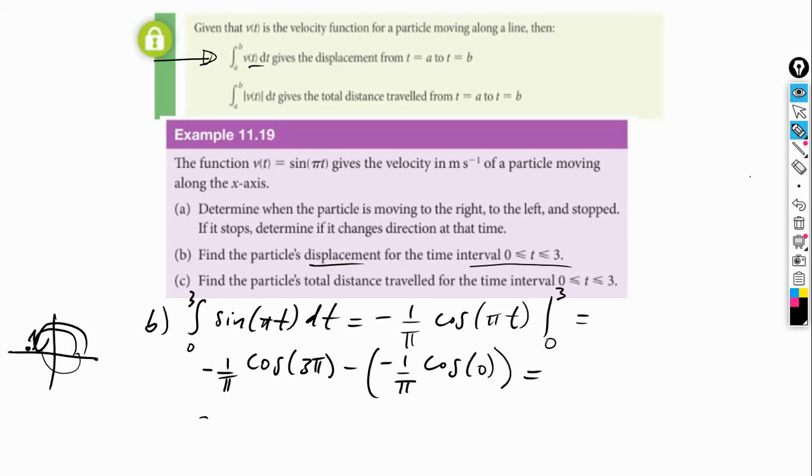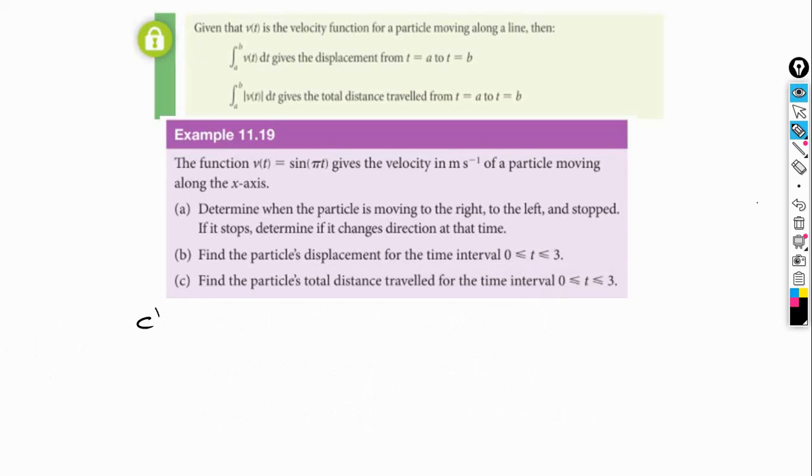So this is going to be minus 1 over pi times -1, and this minus, so plus 1 over pi times cosine of 0, but cosine of 0 is 1. So this times 1, and notice that from here, we're going to get 2 over pi as an exact answer. If you plug that in the calculator, it is approximately 0.637 meters to 3 significant figures.